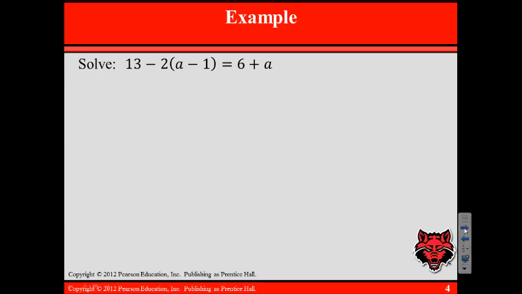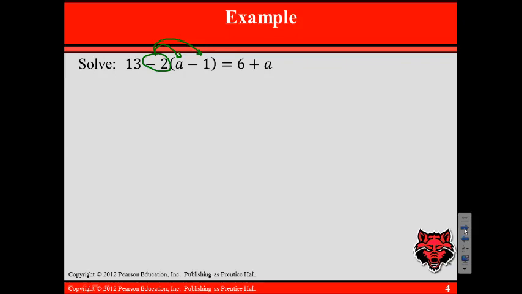So for the remainder of this section, let's work on solving equations. We start with 13 minus 2 times (a minus 1) equals 6 plus a. So we go through the process. We don't have any fractions. We do need to simplify the left-hand side of the equation. The right-hand side is okay. There aren't any like terms. But on the left-hand side, we have this minus 2 that needs to be distributed to both pieces in parentheses.